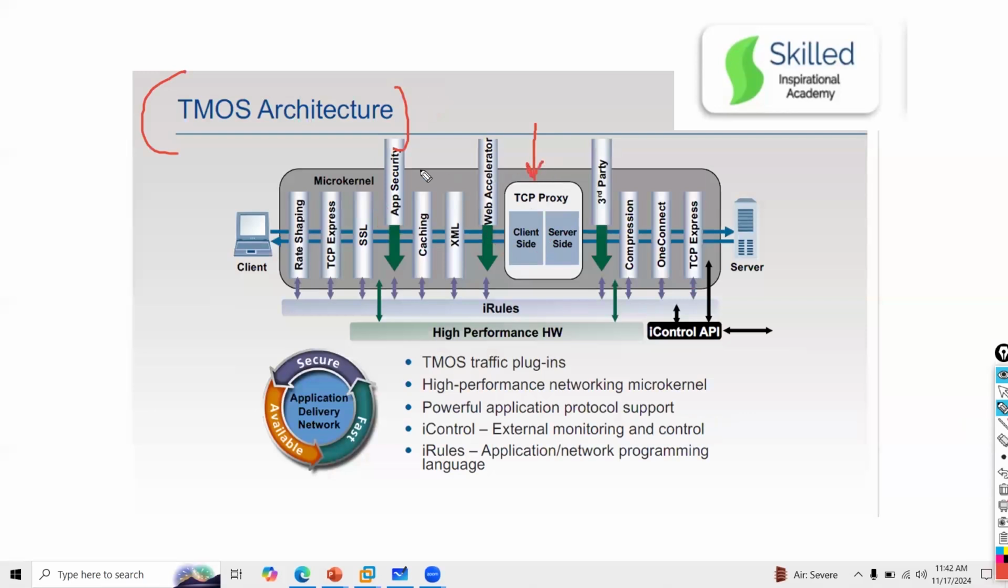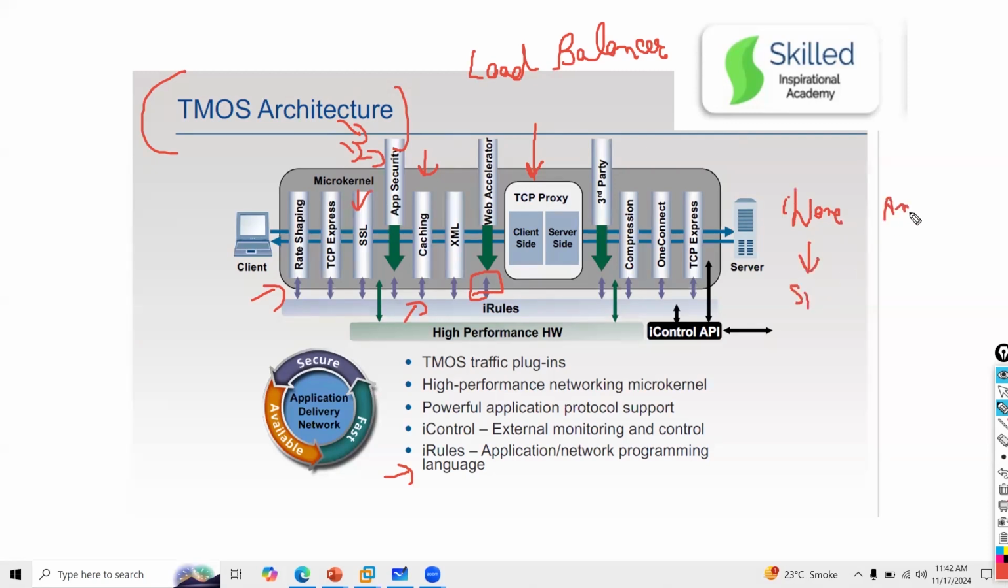F5 has the capability of caching. F5 can do application security. F5 is not just a load balancer, guys. It is more than a load balancer. It has the capability of WAF, SSL offloading. It can do rate shaping, caching, and acceleration also. It is a powerful networking microkernel. It can do iRules. Let's say I want that if someone is using an iPhone, I should send traffic to server 1. If someone is using an Android phone, that traffic should go to server 2. That we will see in our profile section.